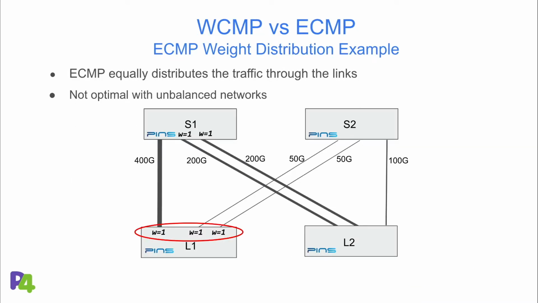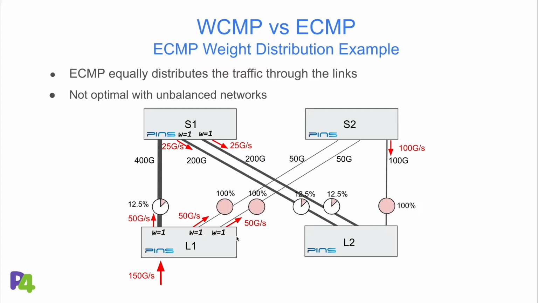Here we provide an example that compares WCMP with ECMP for an unbalanced fabric of 2 by 2. As you can see, links have different speeds. In ECMP, weights are all equal to 1. Now consider L1 is forwarding 150 gigabit per second traffic to L2, which in this case is equally distributed through the links. As you can see, links from L1 to S2 and S2 to L2 are fully saturated, and if the traffic exceeds 150, packets will be dropped in those links while other links are underutilized.